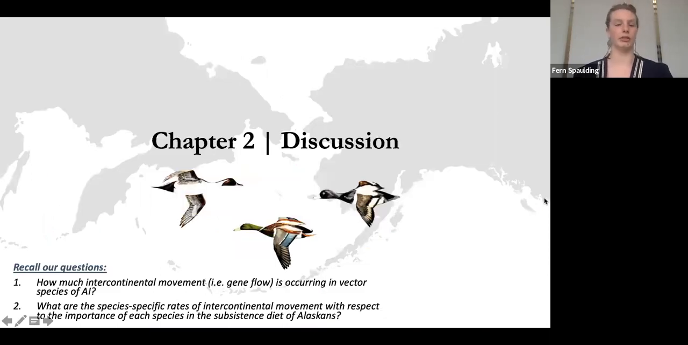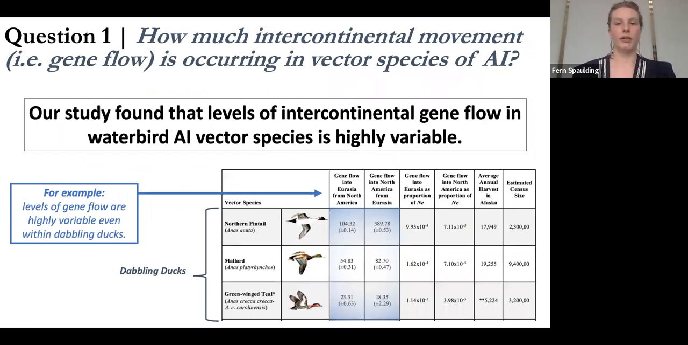Chapter 2 discussion. Again, recall our questions that we are interested in the magnitude of gene flow, as well as how this relates to a relative risk ranking to subsistence users in Alaska. So how much intercontinental movement, i.e. gene flow, is occurring in vector species of avian influenza?